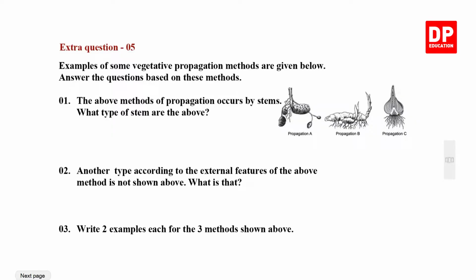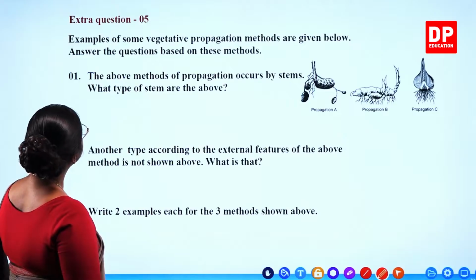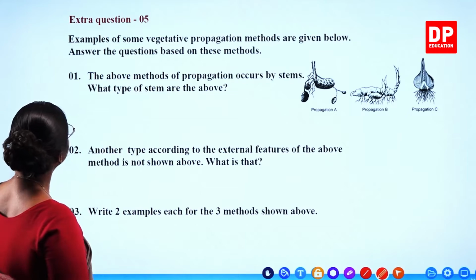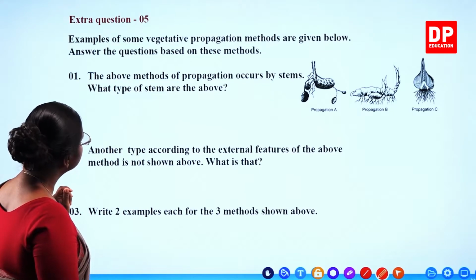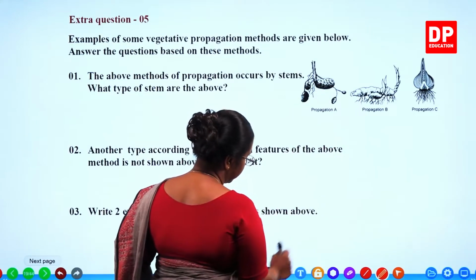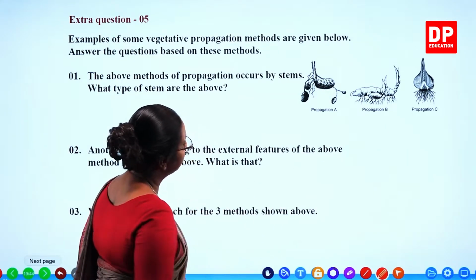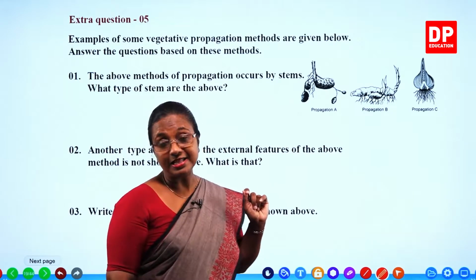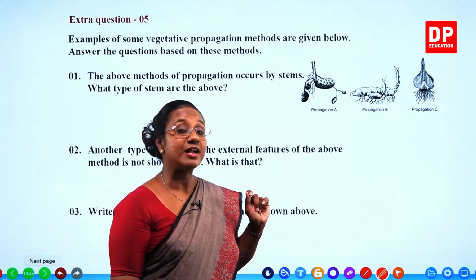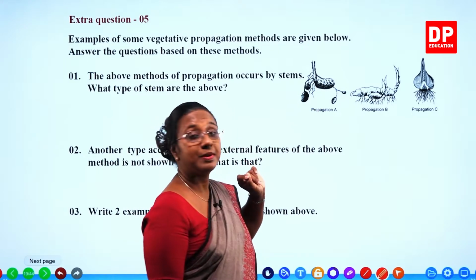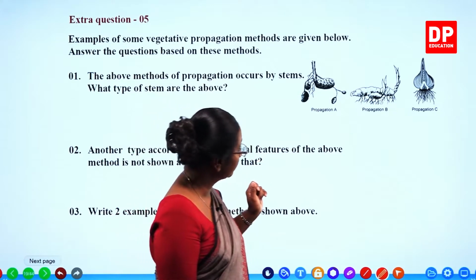Extra question 5. Examples of some vegetative propagation methods are given below. Answer the questions based on these methods. So here you can see the picture, students, the three vegetative parts. Propagation A, you can identify that. It is an underground stem. What is that? Stem tuber. So an example is potato or coleus potato.